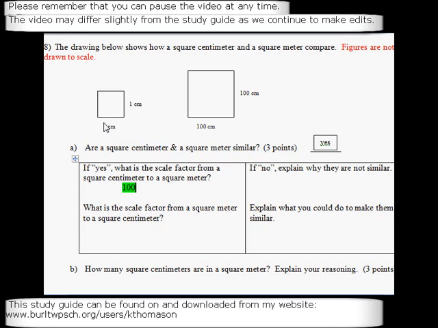How do we know that? Because we multiplied the width by 100 to get the new width, and we multiplied the height by 100 to get the new height. What is the scale factor from the square meter, so the big, to the small, the square centimeter? This one is not as easy. But in class, as we talked about, when you go from small to big, it's going to be a big whole number. And when you go from big to small, you must have multiplied by a fraction or a decimal to get there.